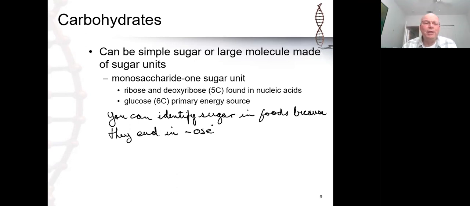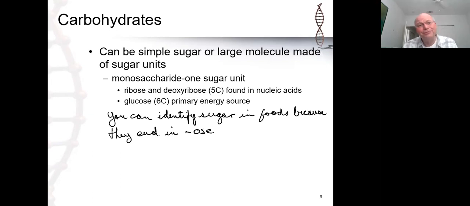So if you see something on the nutrition label of your favorite food that ends in OSE, even if you don't recognize the name, that's a sugar. I mean, take a look at the names of the sugars we've got up here: ribose, deoxyribose, glucose, sucrose, lactose, maltose. They're all sugars. They all end in OSE.